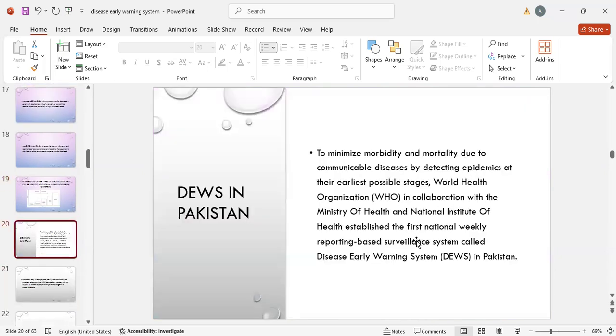DEWS in Pakistan aims to minimize morbidity and mortality due to communicable disease by detecting epidemics at their earliest possible stage. The World Health Organization (WHO), in collaboration with the Ministry of Health and the National Institute of Health, established the first national weekly reporting based surveillance system called Disease Early Warning System (DEWS) in Pakistan.